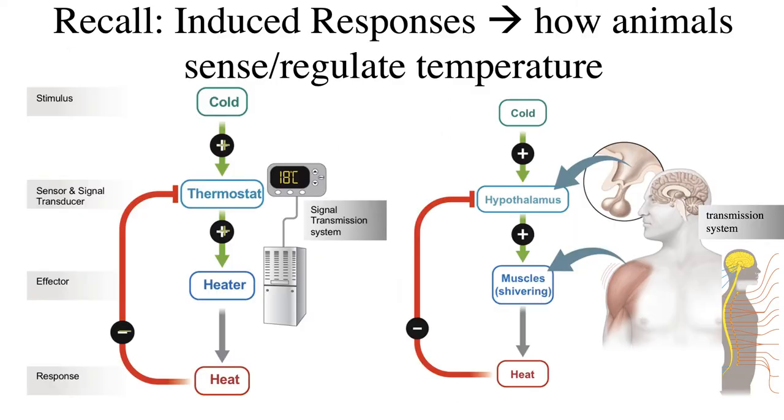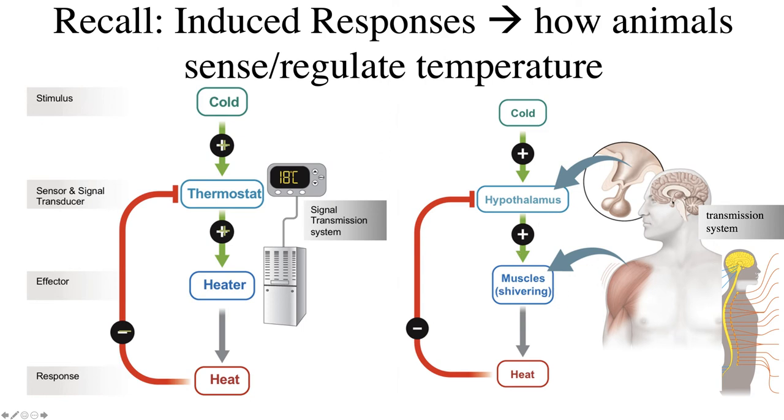And please recall this induced responses activity for how organisms regulate or respond to the environment. And so we talked about this idea that every induced response involves a stimulus, a sensor and a signal transducer, an effector and a response. And we compared the human response system to heat to a thermostat and a heater. So just like a thermostat, humans have a hypothalamus. And then that hypothalamus responds to being at the not optimal temperature, and that in turn will create a physiological response. In this case, the muscles will shiver in response to that.